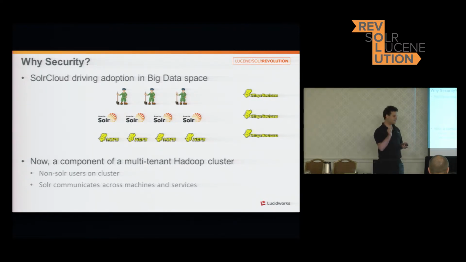So now Solr is just a component of a multi-tenant cluster, and so the assumption or argument in the previous slide, which is to firewall Solr off from everything, doesn't really apply because you have a bunch of users on this cluster, maybe running Hive jobs or MapReduce jobs or whatever. Also, Solr itself is communicating across machines and services. So the data that's stored in HDFS needs to be secure. The data that's stored in Zookeeper needs to be secure. So when you're now in this cloud-based model, there are more things that need to be secure.